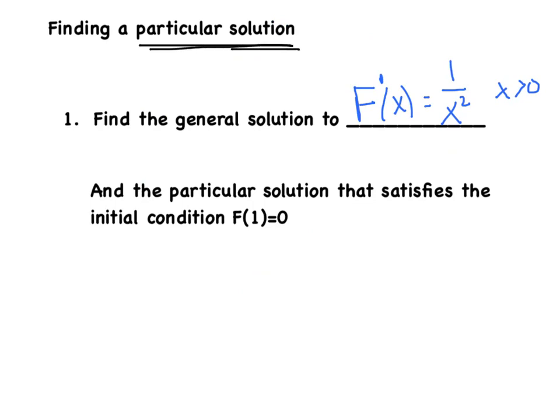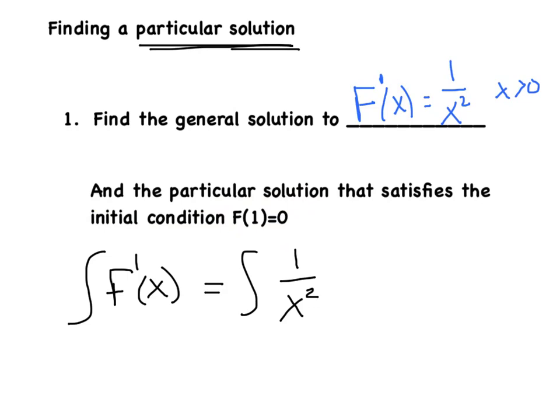So let's carefully label this. Number 1: find the general solution to f prime equals 1 over x squared for all x values greater than 0, and the particular solution that satisfies this initial condition. Alright, let's start with step 1. Find the general solution. I want you to remember that math is a balancing act when we have equations. So if I want to integrate one side, I'm going to have to integrate the other side.